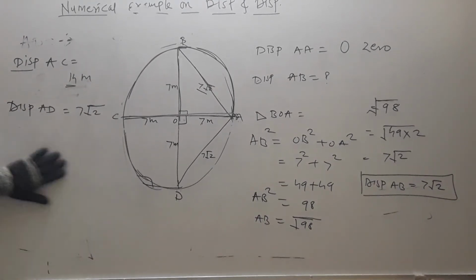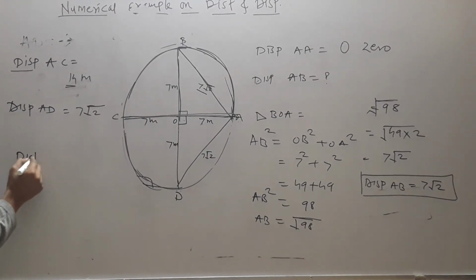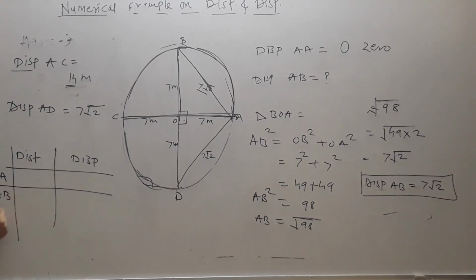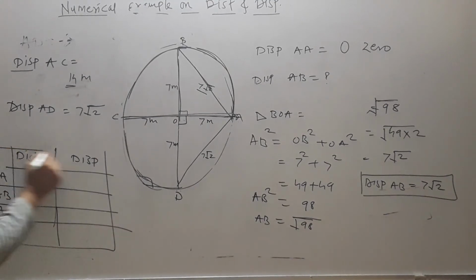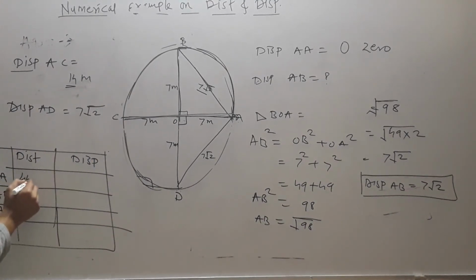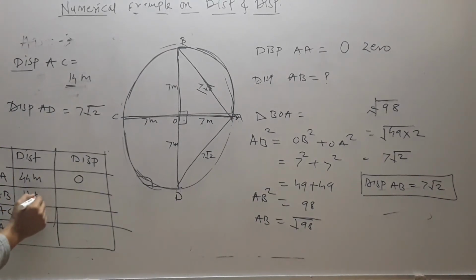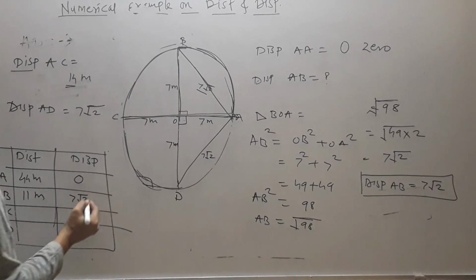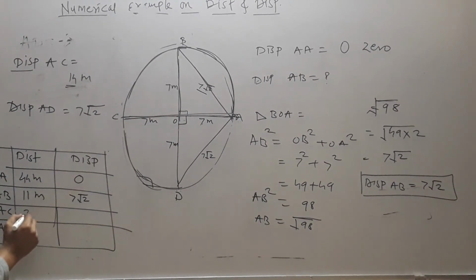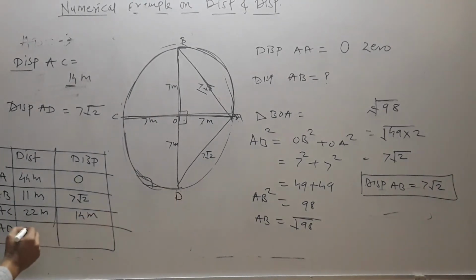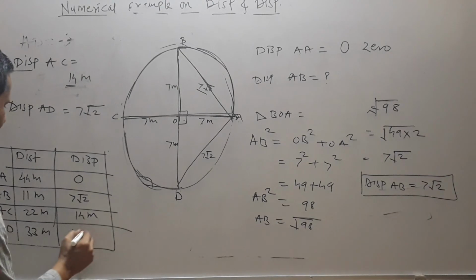Now if I show the distance and displacement in the same figure: AA, I show the complete round, AB, AC and AD. In terms of distance, it is 44 meter, displacement 0. For AB, that is 1 by 4, that is 11, here displacement comes 7 root 2. For AC, the half part, 22 meter, displacement comes 14 meter. In case of AD, distance is 33 meter, here it comes again 7 root 2.